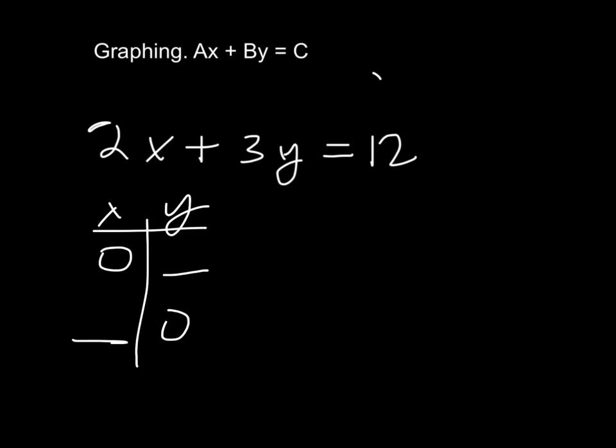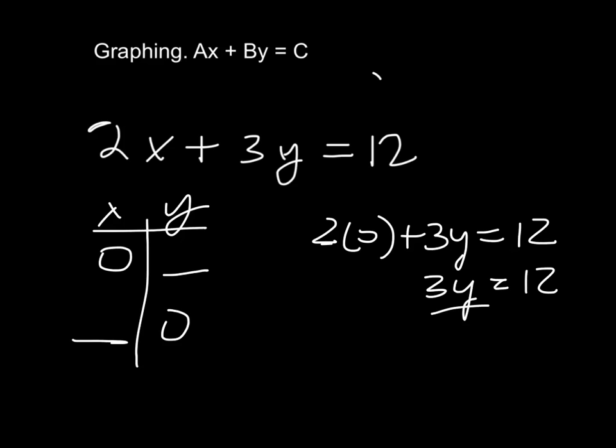By substituting in the value of 0, you'll have 2 times 0 plus 3y equals 12. Therefore, 3y equals 12. Therefore, y equals 4. 0, 4 is one point. Now do the same for the y.